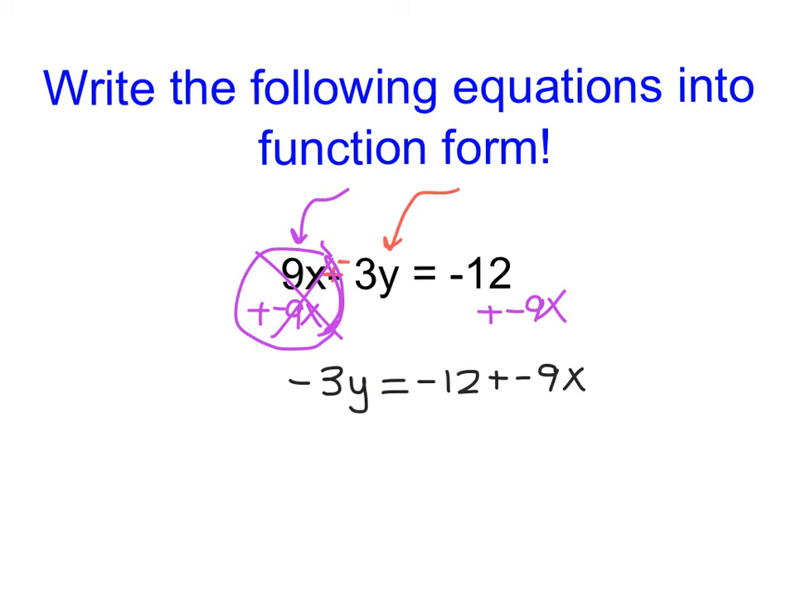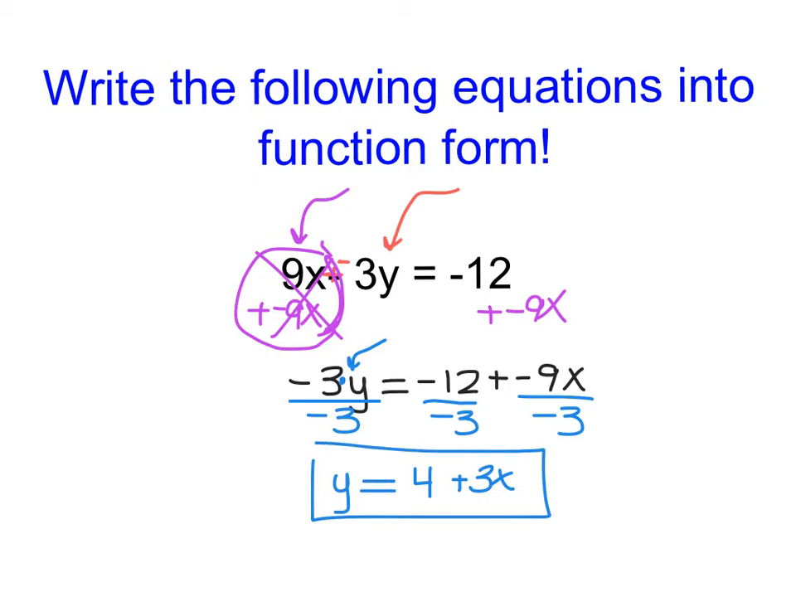Now from here, I need to get the y completely by itself, which means I need to undo this multiplication of negative 3 taking place. So I'm going to divide every single term by a negative 3. And as a result of that, we end up with y is equal to negative 12 over negative 3 is a positive 4, plus negative 9 over negative 3 is a positive 3x. So we now have y completely alone.